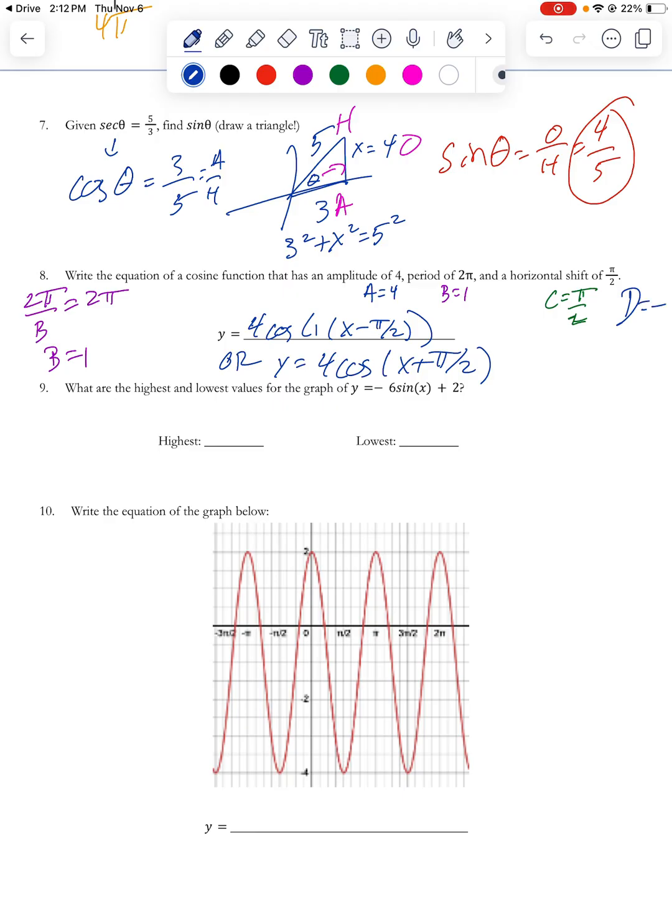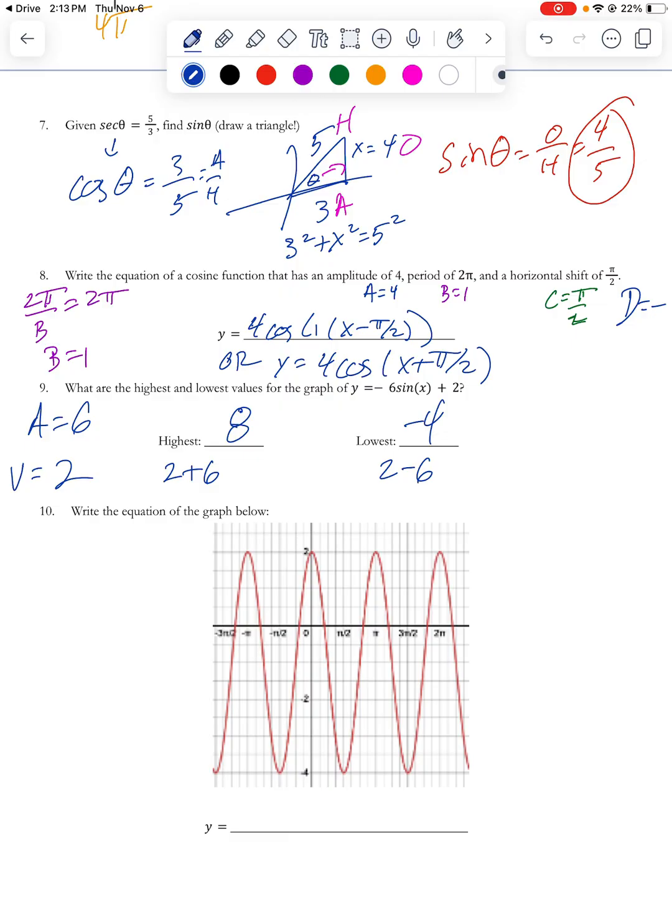Okay. The question asks, what are the highest and lowest values of the graph? So what's the maximum and min? All right. Well, if my amplitude is 6 and my vertical shift is 2, I'm going 6 units up and 6 units down. 6 units above my baseline, so 6 units above 2, so 2 plus 6 gives me 8, and 6 units below my baseline of 2, so 2 minus 6 gives me -4.